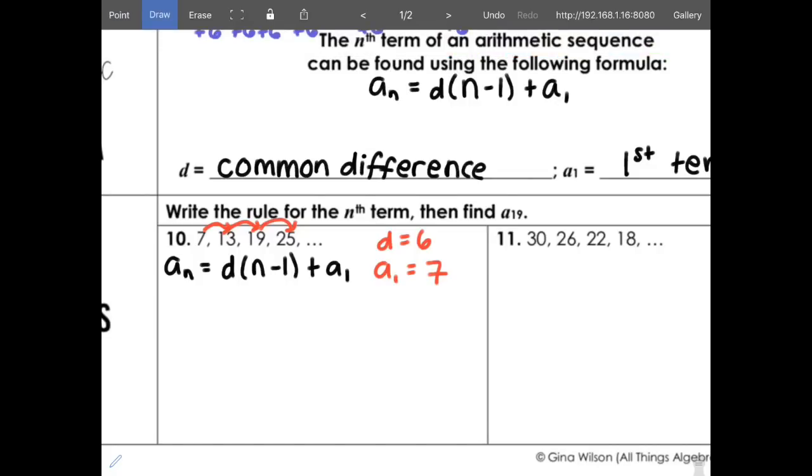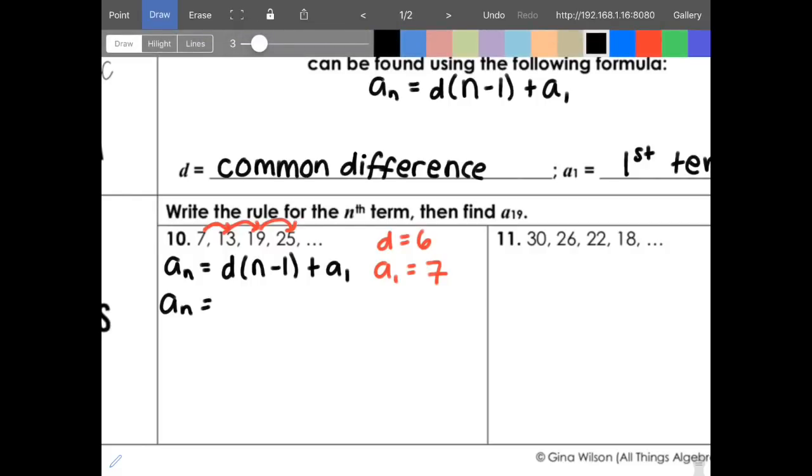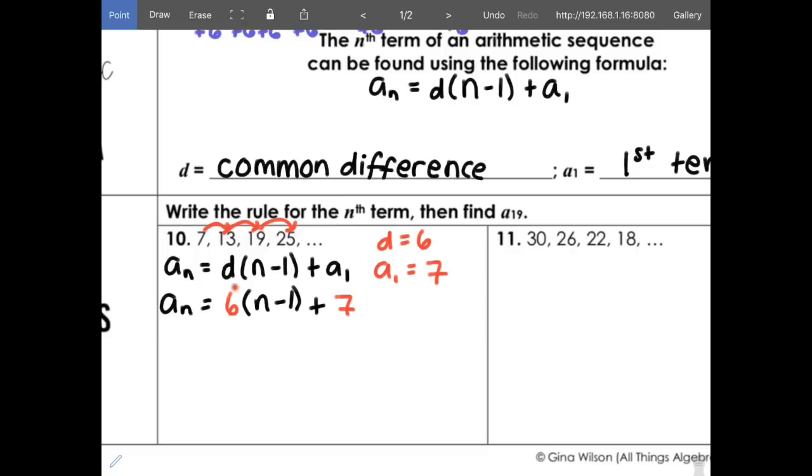Let's plug in to A sub n. I'm going to keep this the same: A sub n equals D, which is 6, times n minus 1, which I keep the same. We do have an A sub 1, and our A sub 1 here is 7, so I'm going to plug in a 7 right there. All I did was substitute in 6 for D and 7 for A sub 1. Make sure you're organized when you are plugging things in. Just carry it down. Write the formula out first, plug in what you know, and then keep going.